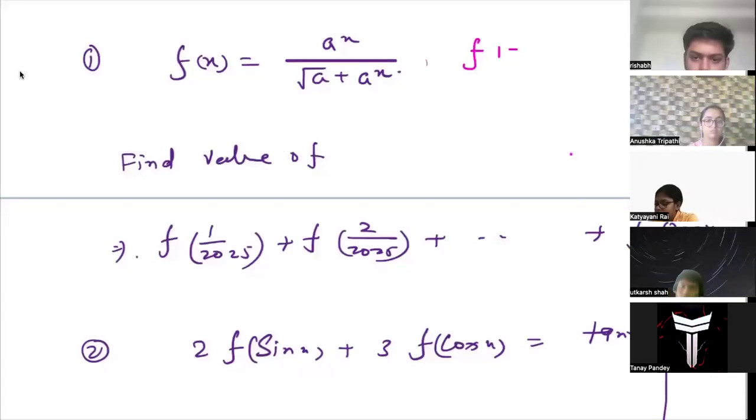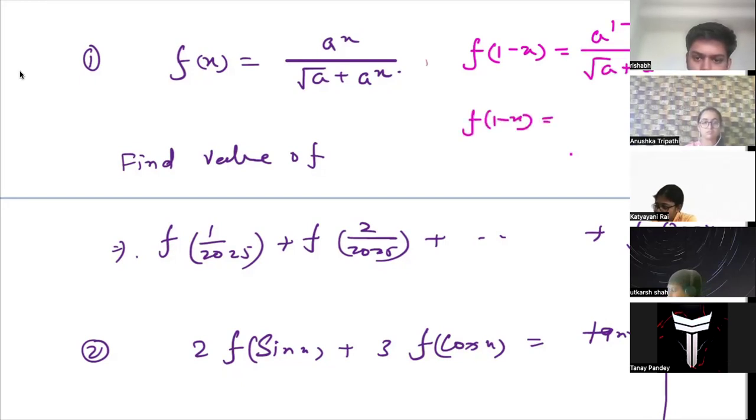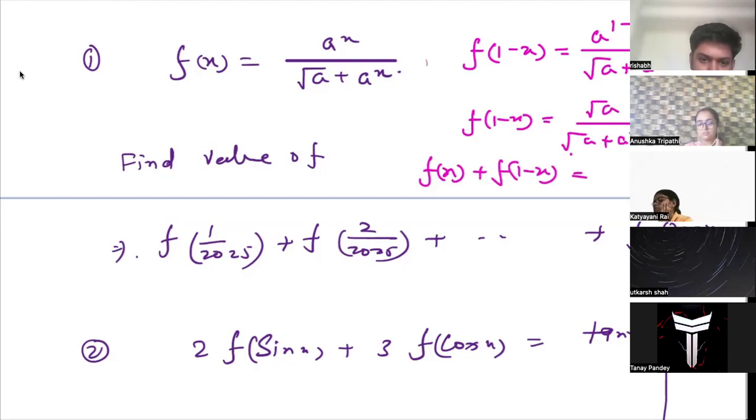So f(x) is given as a to the power x upon root a plus root x. So we know that we can find the value of f(1 minus x). What I'm getting from this is a to the power 1 minus x upon root a plus a to the power 1 minus x. So f(1 minus x) is coming as root a upon root a plus a to the power x. If I add f(x) plus f(1 minus x), you can see this is coming as 1.